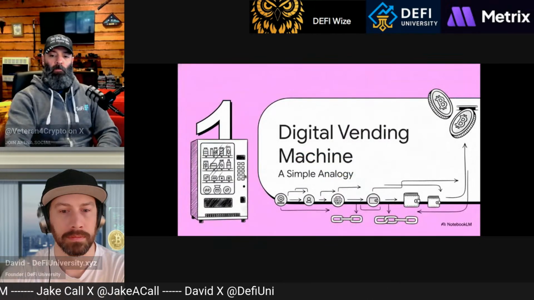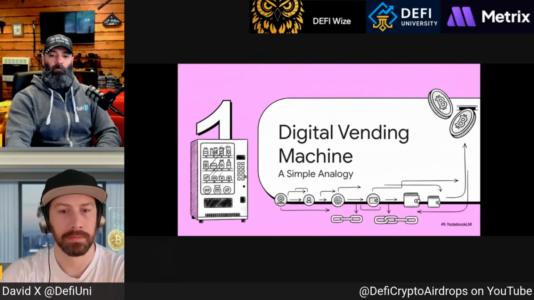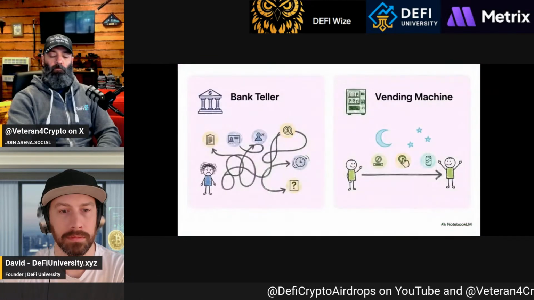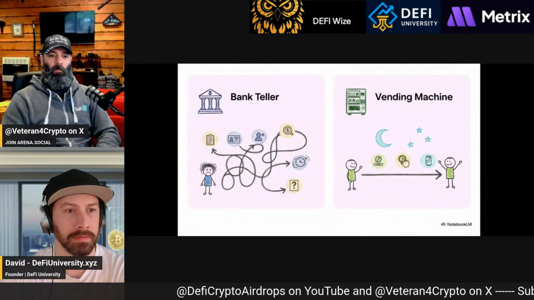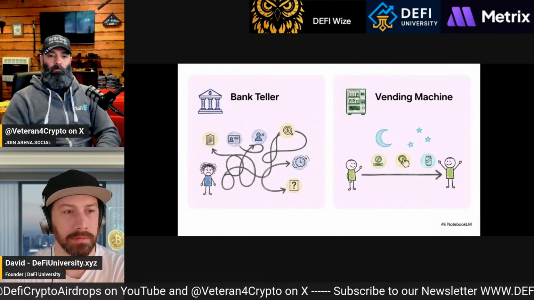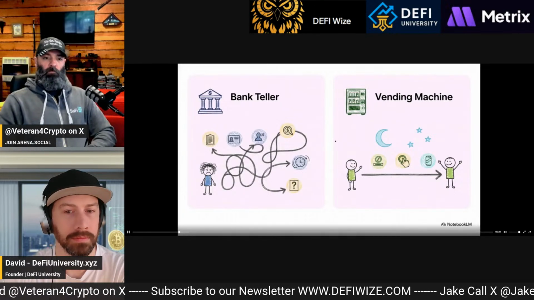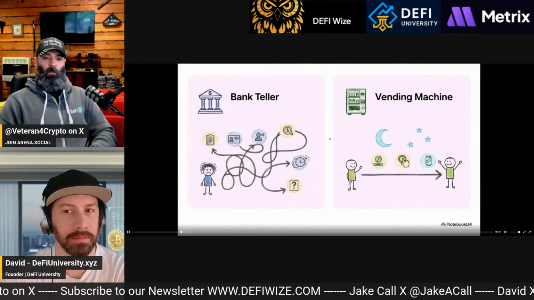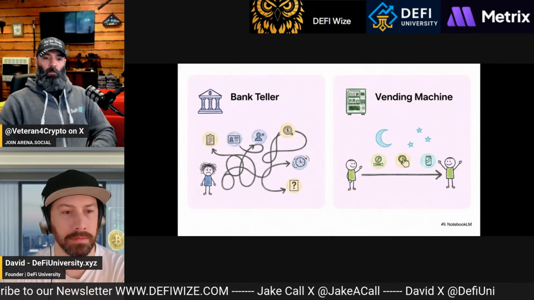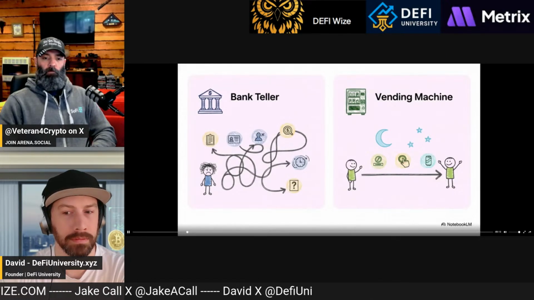Okay, so to really get this concept, we're going to compare two totally different ways of doing things, starting with our digital vending machine idea. Think about it like this. On one side, you've got the bank teller. That's a process, right? It's full of forms you have to fill out, IDs you have to show, and then you have to wait for a person to actually approve it. But on the other side, you've got the vending machine. You put your money in, you press a button, and you get what you want instantly.